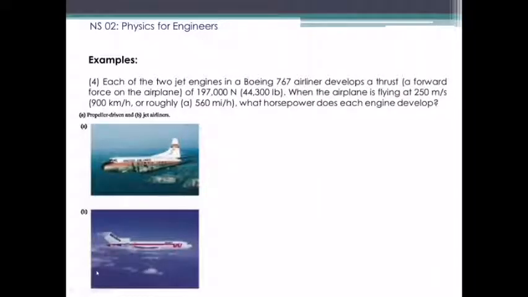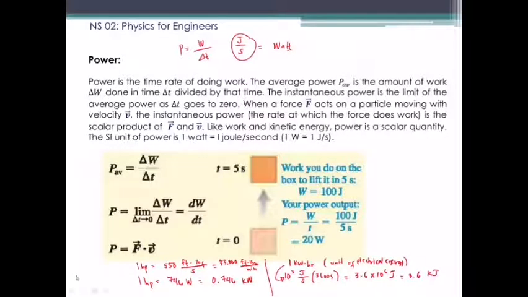Okay, so let us answer these problems. So we have the formula for average power, work per unit time. This one is for the instantaneous power, where the limit as delta T approaches 0. And then another formula, we have the dot product, meaning that is a scalar product of the force and the velocity.